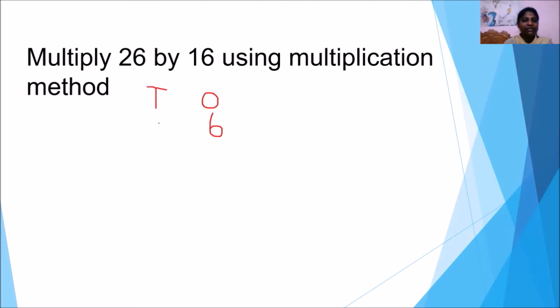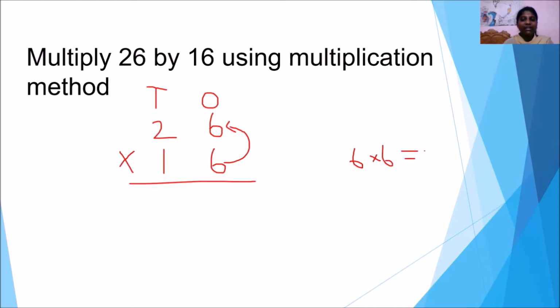26: 6 in the ones place, 2 in the tens place. Number 16: 6 in the ones place, 1 in the tens place. Mention the multiplication symbol. Start multiplying from the ones place number. 6 multiplied by 6, we get 36. In this, we can write 6 in the ones place. 3 must be carried.